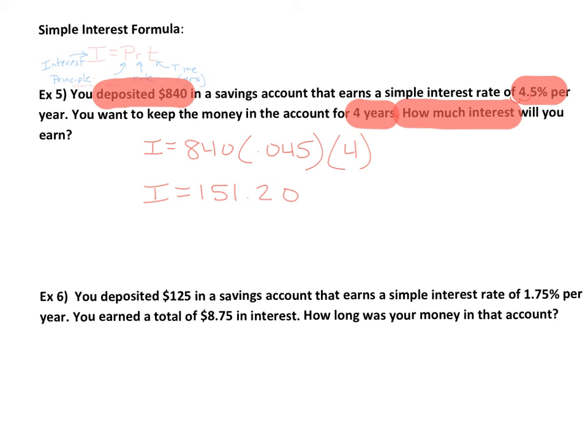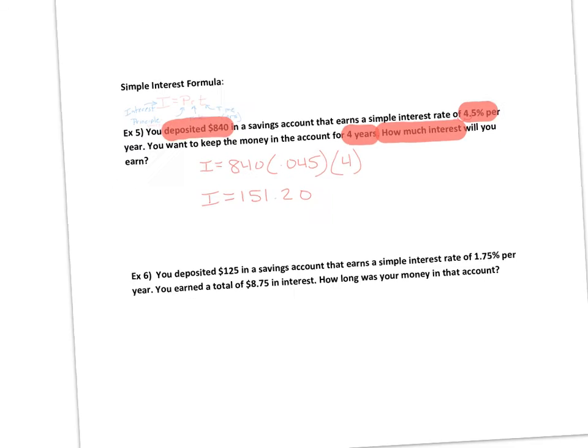Now, what this is saying is interest. This is how much the bank is paying you if you keep it in for 4 years and you start with $840. So if you deposit $840 and don't touch it for 4 years, they're going to pay you $151 over those 4 years. So in actuality, you're going to have close to $1,000 in your savings account at that point. Okay? All right, let's try it again.